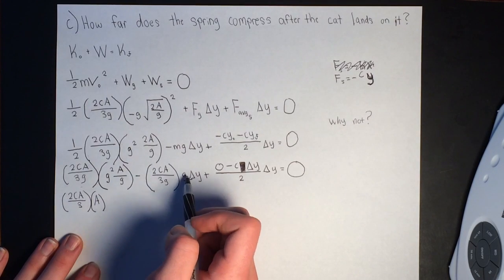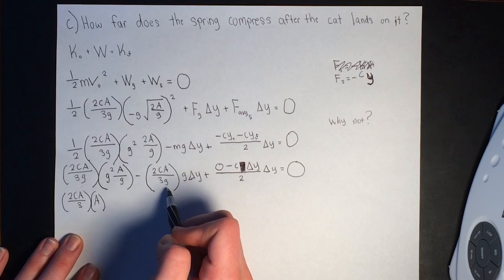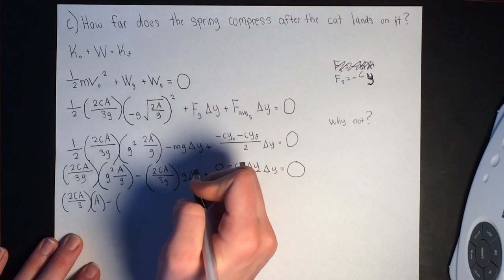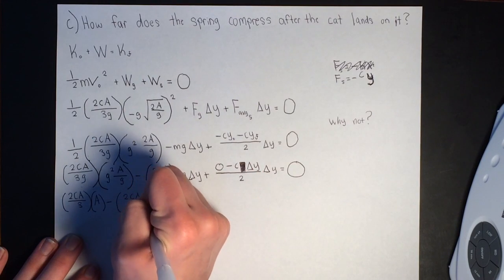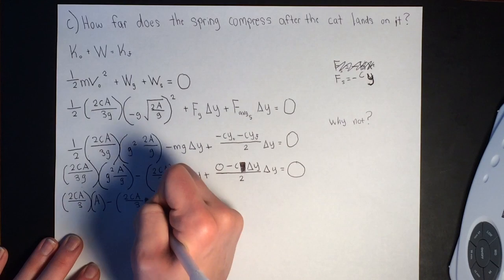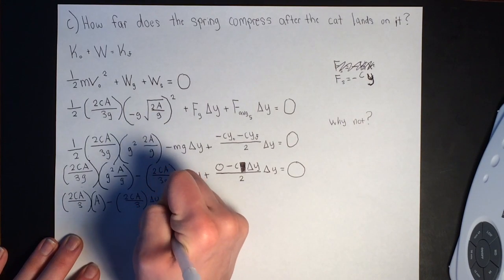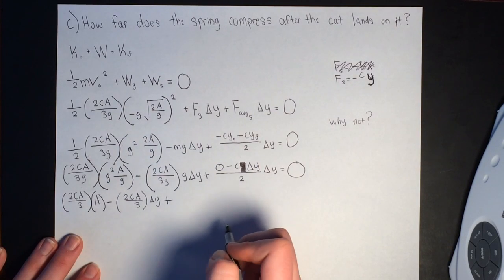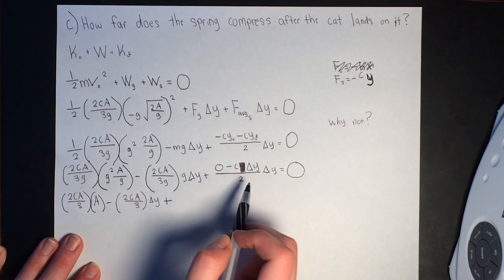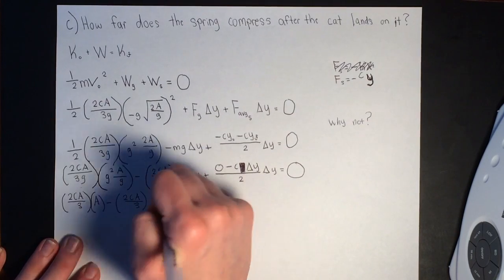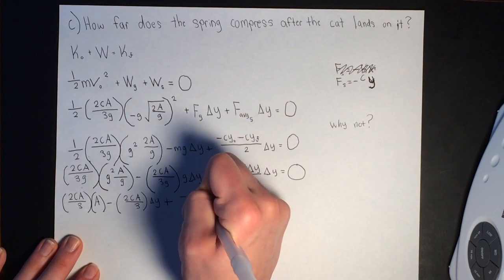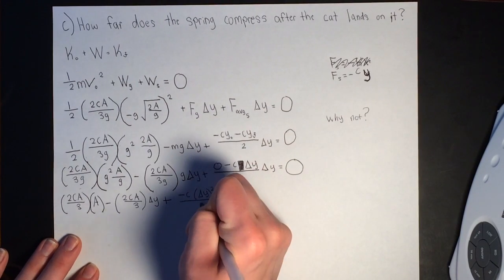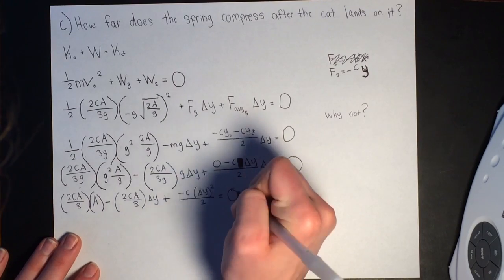In this term, we have a g and a divided by g, so the g's are going to cancel out again. And this will just be 2ca over 3 times delta y plus, and what we can do here is get rid of the 0 and multiply the delta y by the delta y to get negative c delta y squared over 2 equals 0.